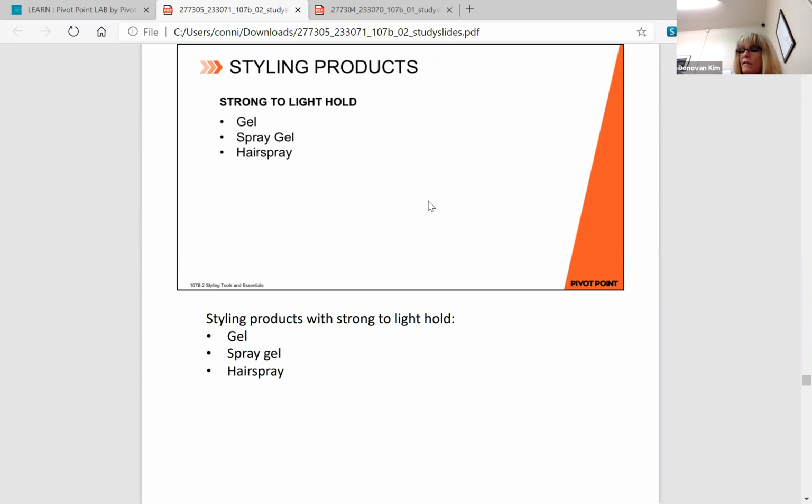The spray gel is sort of a medium look. It can enhance and define curls. I like spray gel a lot. I can control where I put it and the amount that I put on there. If I want it to be a little bit firmer, I just add a little bit more.